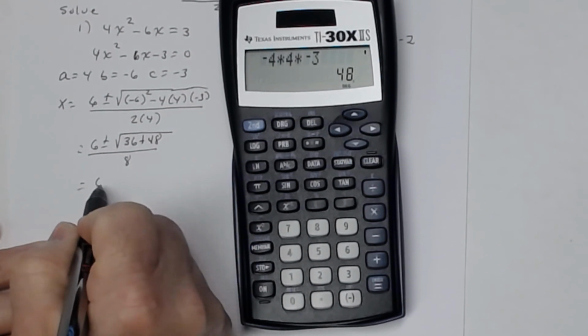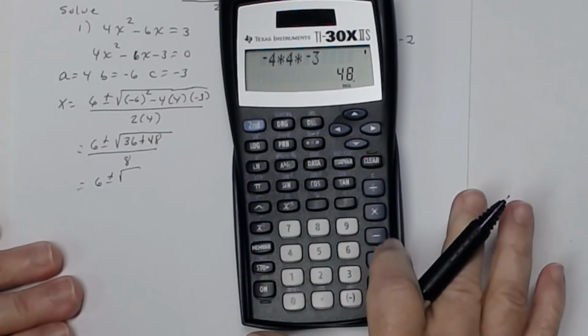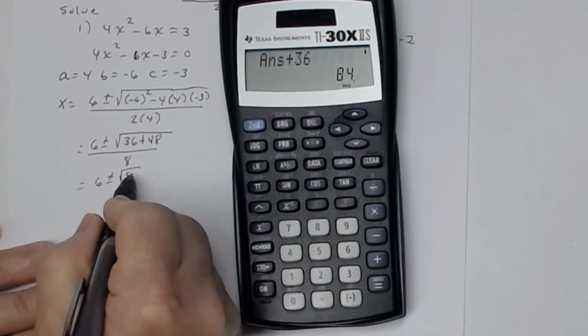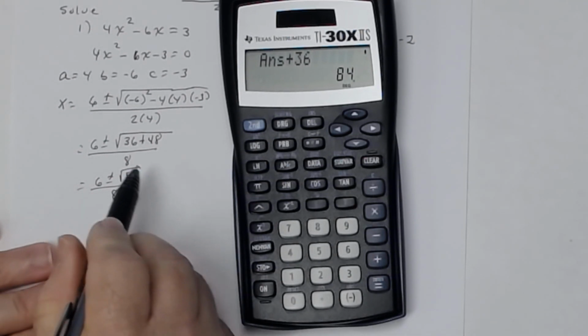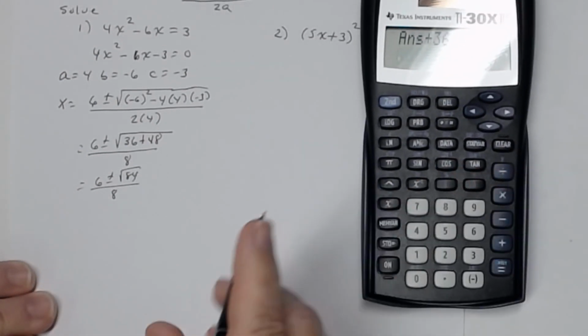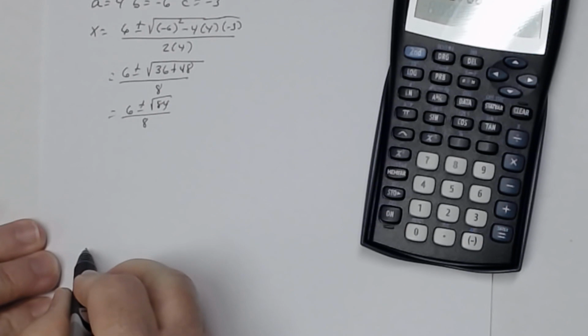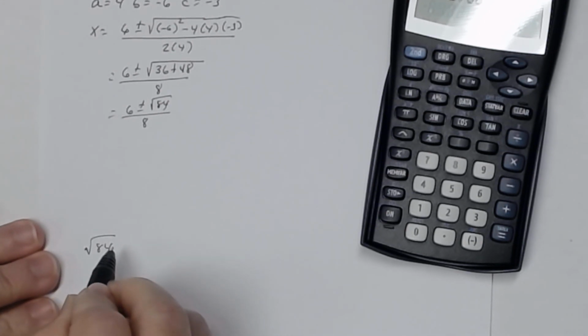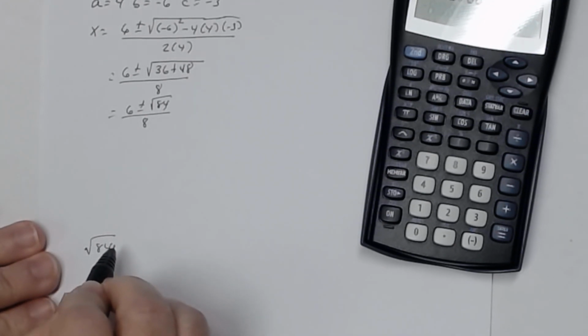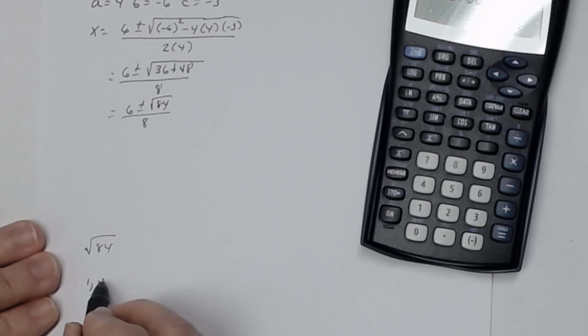Then 36 plus 48, so we're still simplifying the radicand. So 48 plus 36 equals 84. All divided by 8. Now remember, you need to simplify the radical whenever possible. So let's think about the square root of 84. So I'm going to go ahead and do it down here. So the square root of 84, we're asking ourselves, besides the perfect square 1, besides the factor 1, is there another perfect square that goes in 84? So for example, remember your perfect squares are 1, 4, 9, 16, 25, and so on.